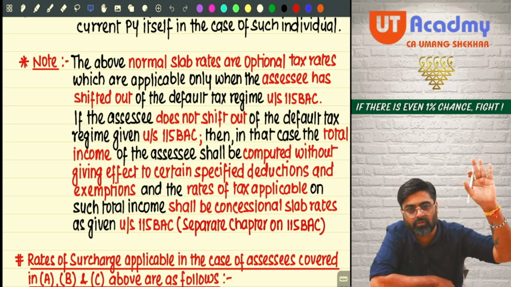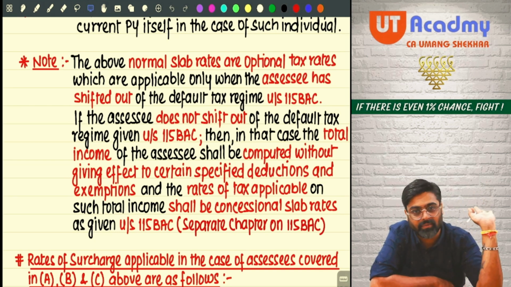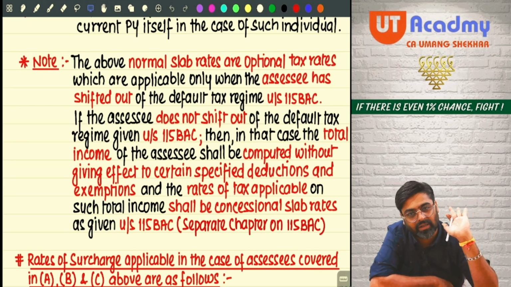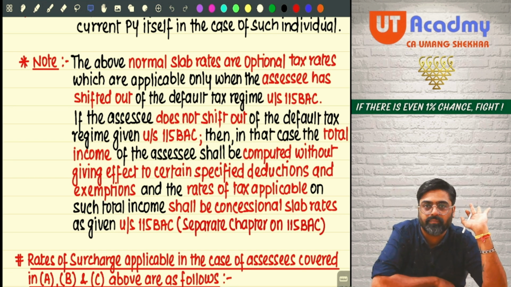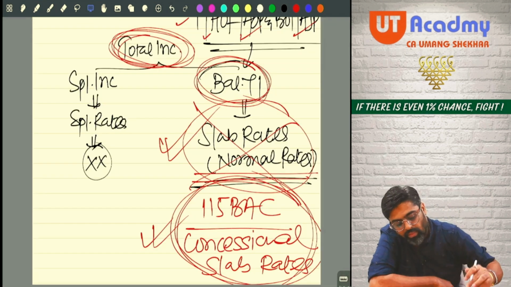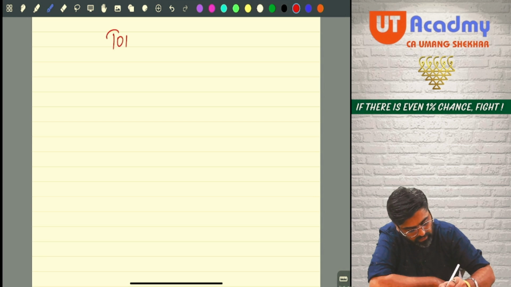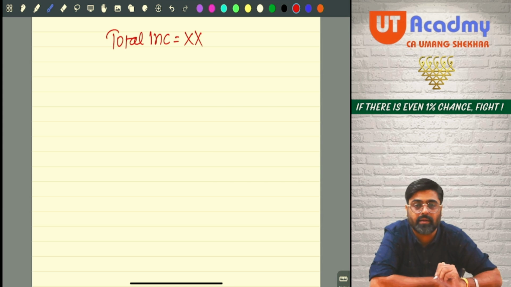A separate chapter on 115 BSE we are supposed to do, but at the time of total income calculation, right? So till that time, please remember this thing. That's it. Now let's move ahead. First of all, tell me what we have done. We have computed our total income. So this is my total income.